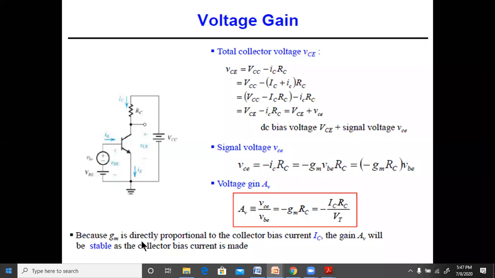From this we can say that GM is directly proportional to the collector bias current IC, and the gain AV will be stable as the collector bias current is made constant. Because IC is a constant value, AV is proportional to the GM value over here.